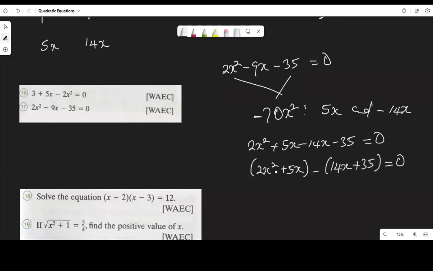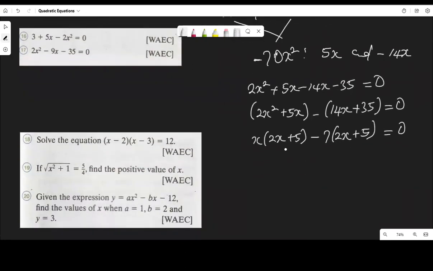In the first bracket, s is common. s into 2s plus 5, minus, in the second bracket, 7 is common. 7 into 2s plus 5, because 14s divided by 7 is 2s, and 35 divided by 7 is 5, equal to 0. We have a common factor 2s plus 5.